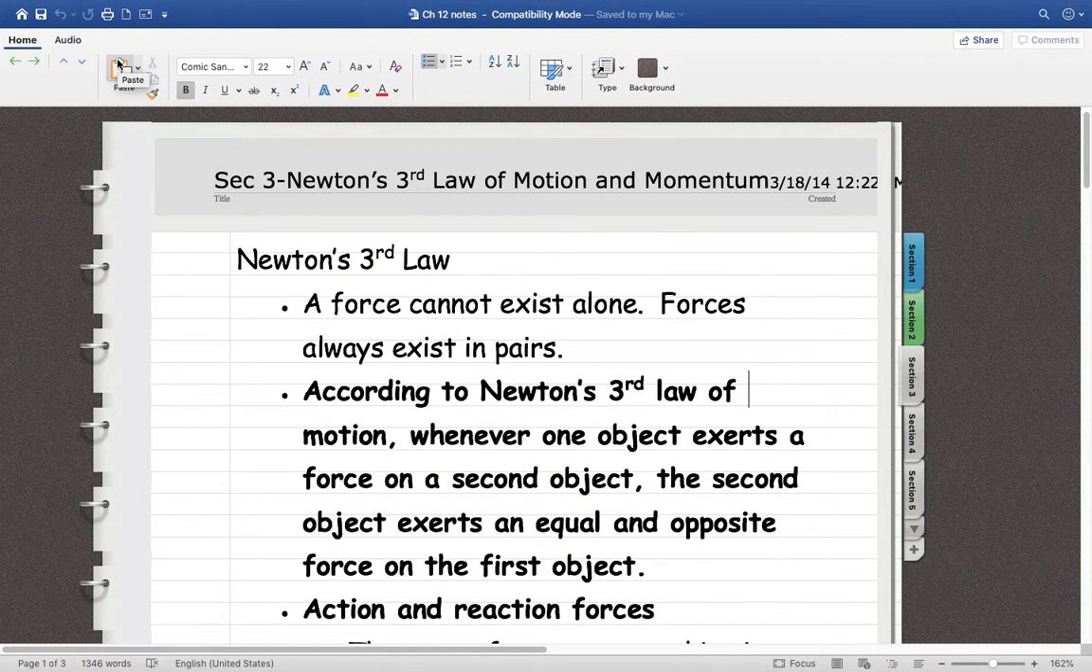Y'all, this is Section 3, Newton's third law of motion and momentum.